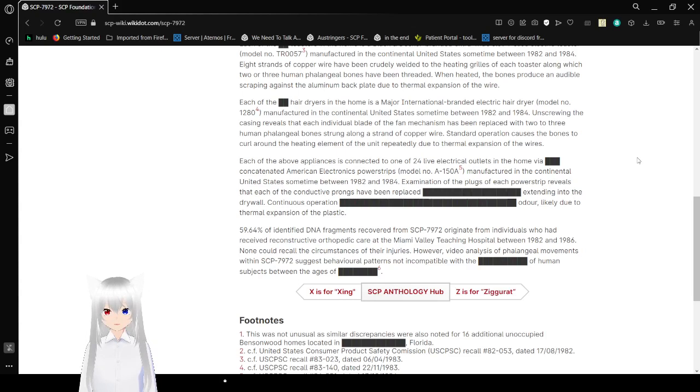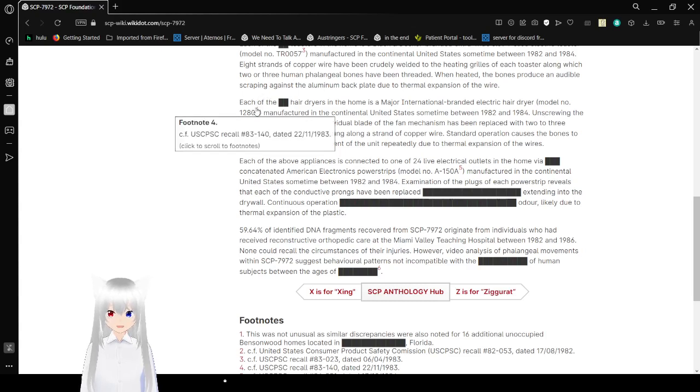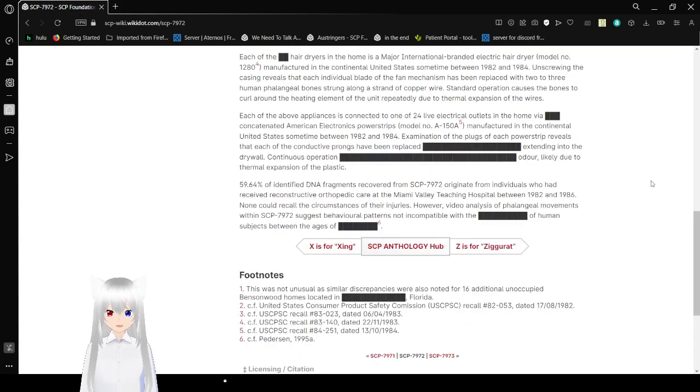Each of the redacted hair dryers in the home is a major international branded electric hair dryer, model number 1280, USCPSC recall number 83140, dated November 22, 1983. Manufactured in the continental United States sometime between 1982 and 1984. On disassembly, the case reveals that each individual blade of the fan has been replaced with two or three human phalangeal bones strung along a strand of copper wire. Standard operation causes the bones to curl around the heating elements of the unit repeatedly due to thermal expansion of the wires.